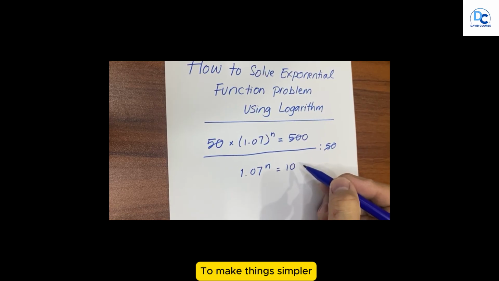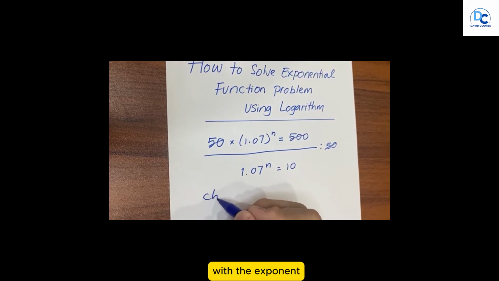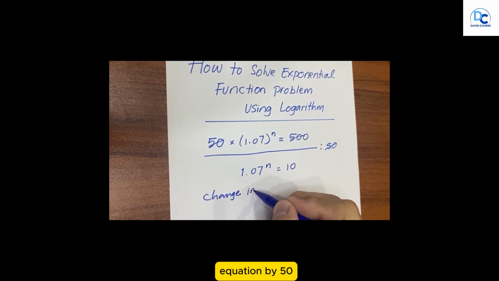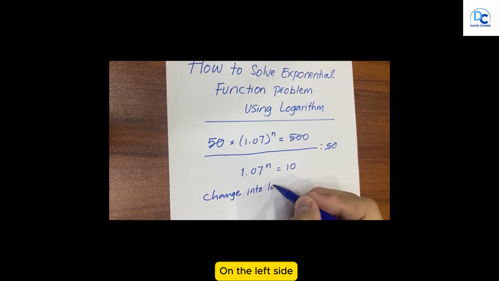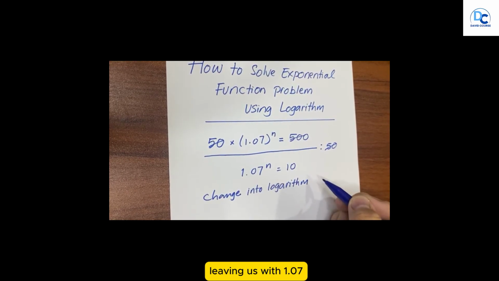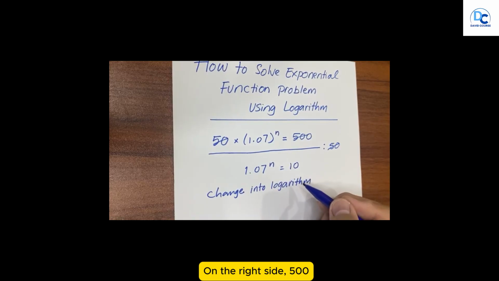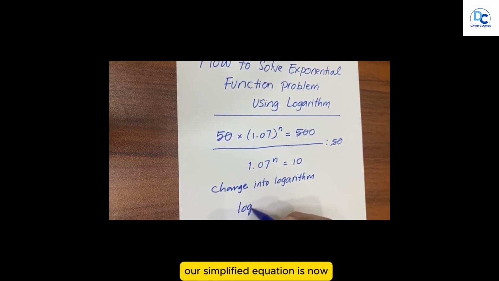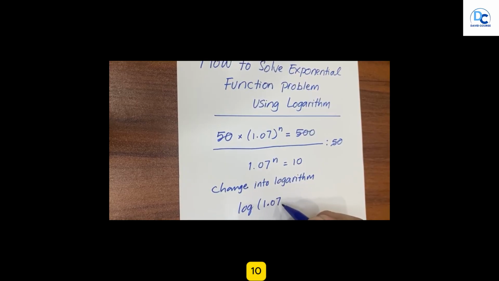To make things simpler, we should try to isolate the part with the exponent. We can do this by dividing both sides of the equation by 50. On the left side, 50 divided by 50 cancels out, leaving us with 1.07 to the power of n. On the right side, 500 divided by 50 equals 10. So, our simplified equation is now 1.07 to the power of n equals 10.